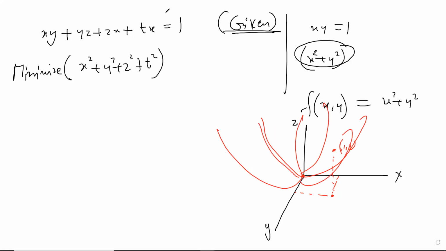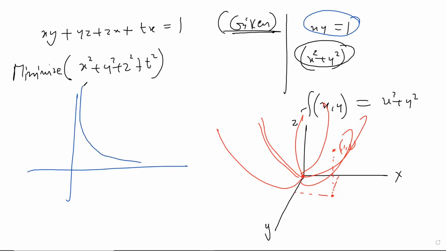Now we want to find the minimum of this surface, but under a condition. If there's no condition, the minimum is 0. We want it under this condition. This condition is very special because whenever you have an equation, the graph that you get will also be a curve. xy equal to 1, we all understand, right? Do you know what the graph of xy equal to 1 is? It is something like this, right?